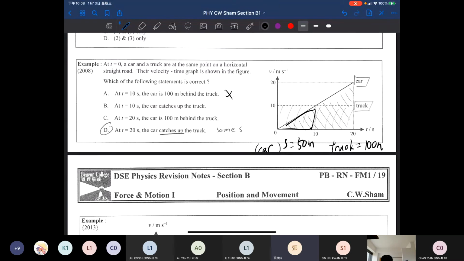So as t equals 10 seconds, the car catches up with the truck. So what does that mean? They have the same displacement. If they have the same displacement or not, at t equals 10, no, they don't have the same displacement. Okay, so at t equals 20 seconds, the car is behind the truck. So they have the same displacement. Therefore, D. Okay.